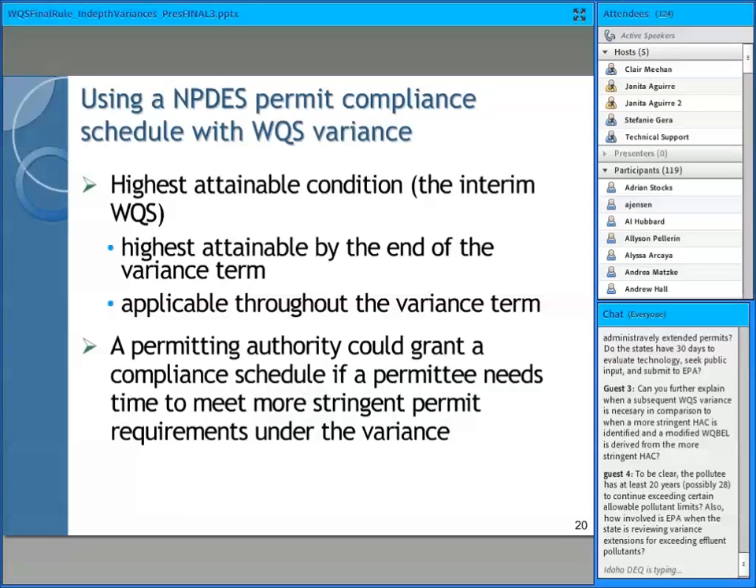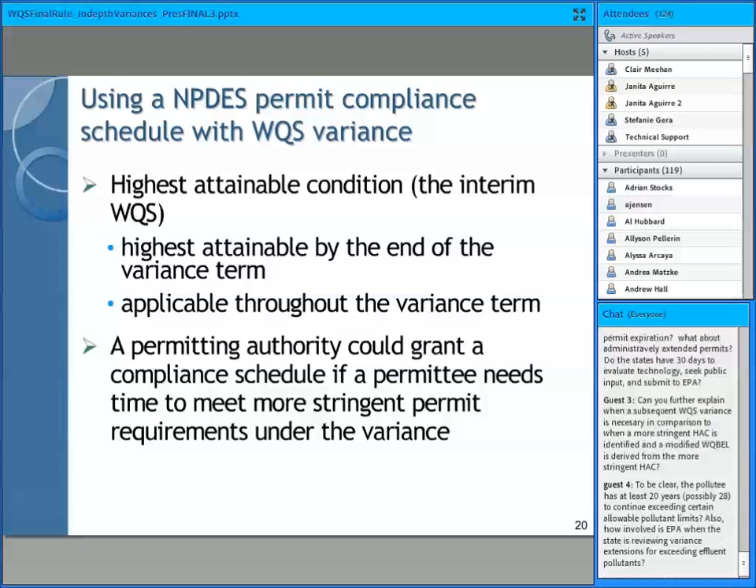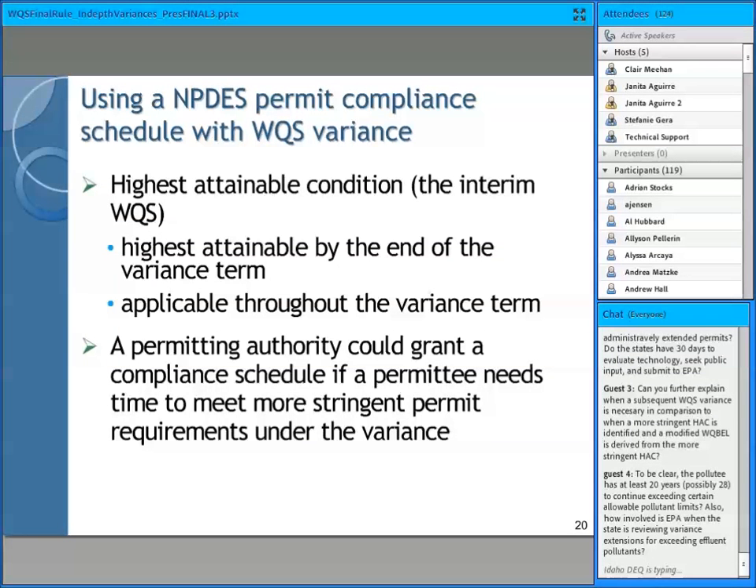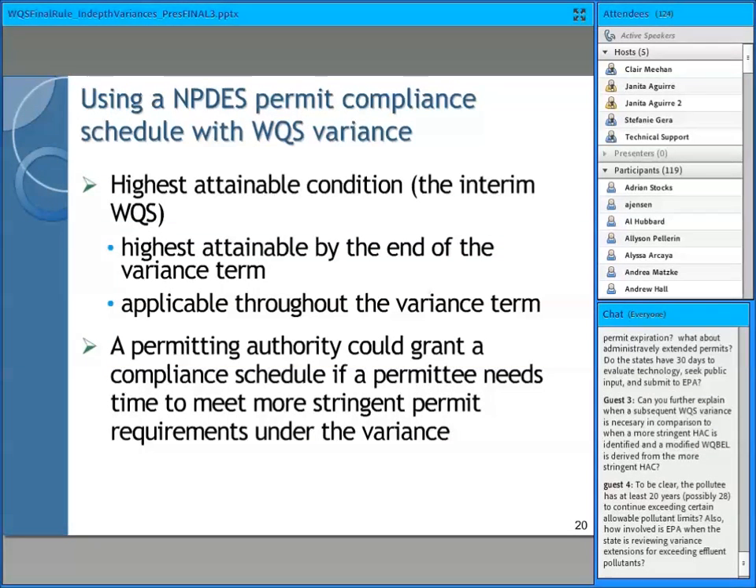In a situation where the highest attainable condition is better than the current water quality or effluent quality, the permittee may not be able to immediately comply with its new water quality-based effluent limit based on the variance. In this case, the permitting authority may be able to provide the permittee with a compliance schedule with an enforceable sequence of actions that would result in achieving the new water quality-based effluent limit as soon as possible.